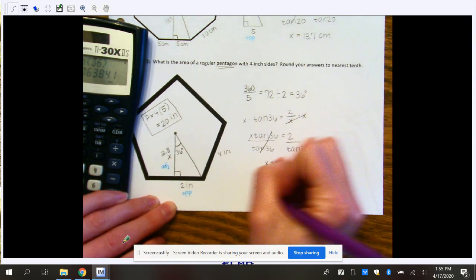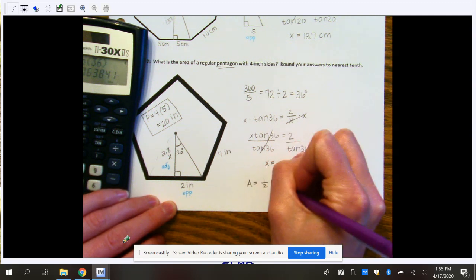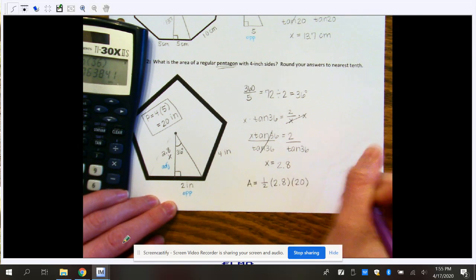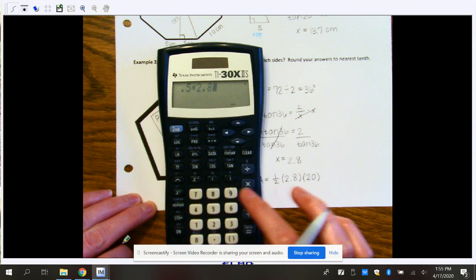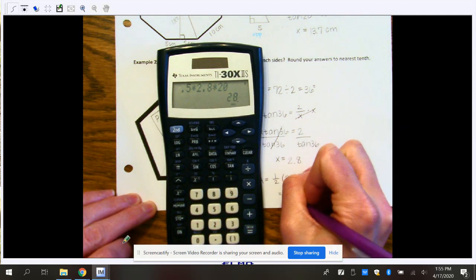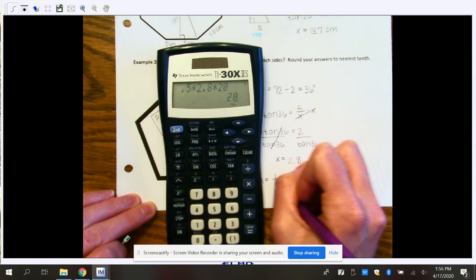All right, so now we have enough information. We should be good to go to find our area. So 1/2, we just said the apothem was 2.8, and we said that the perimeter was 20. And so that is going to give me 28 inches squared for the approximate area.